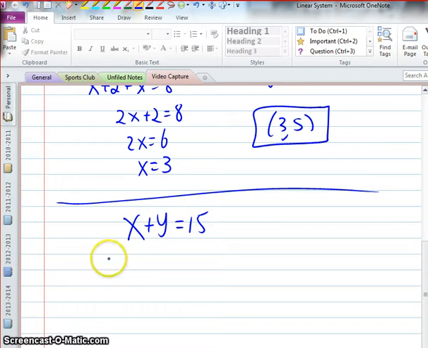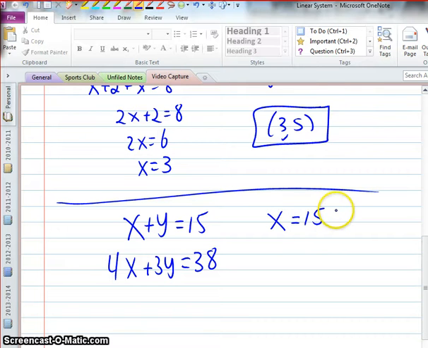Now this second example is different than the first example in that notice that neither equation has a variable isolated by itself equal to something else. But that's okay, we can work around that. Look at this equation, x plus y equals 15. Well, what if we just subtracted a y from both sides? Then we would have x is 15 minus y. So now we've got a variable by itself. We can substitute in the second equation what it is equal to.